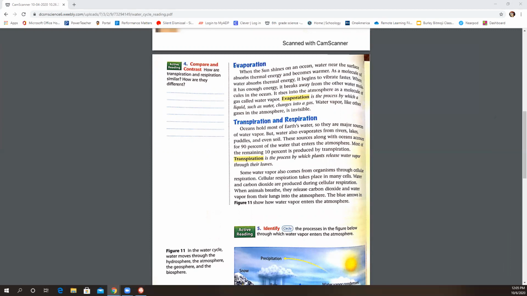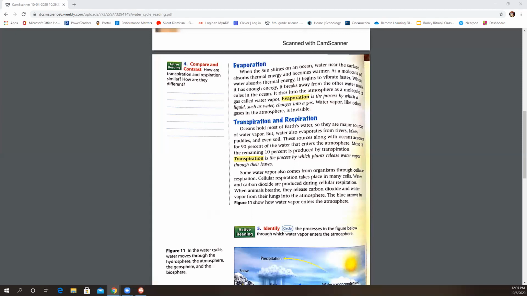Okay. So transpiration and respiration. Oceans hold most of Earth's water, so they are major sources of water vapor. But water also evaporates from rivers, lakes, and puddles, and even soil. These sources, along with oceans, account for 90% of the water that enters the atmosphere. Most of the remaining 10% is produced by transpiration. Transpiration is the process by which plants release water vapor through their leaves.